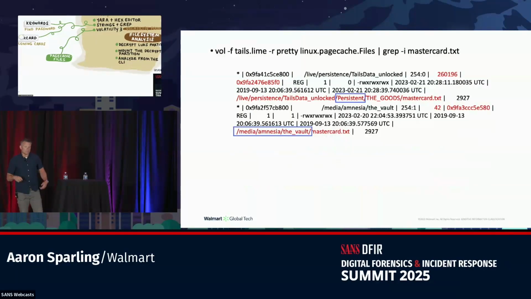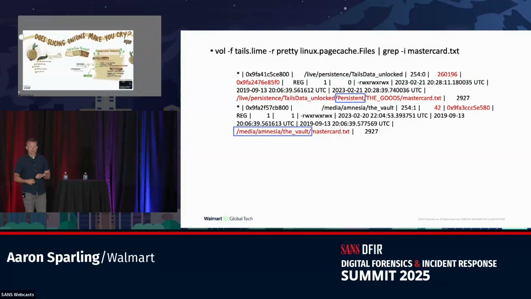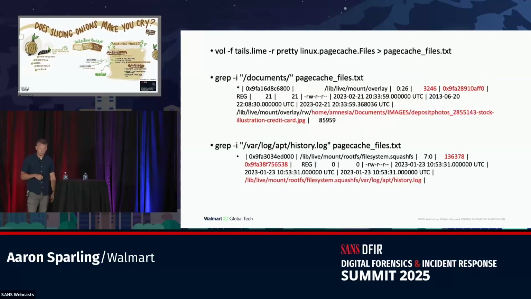All right, so I'm rinsing and repeating, and I'm doing it for MasterCard. The only difference here is I'm starting to see that this MasterCard.txt might live in two separate places within our Tails OS. I see reference to the vault, which was that TrueCrypt volume that was plugged in. So we captured it, but it's also referencing a file object in memory of the Tails OS of a document that lived on an external drive. That's pretty cool, and we might want to go capture that.